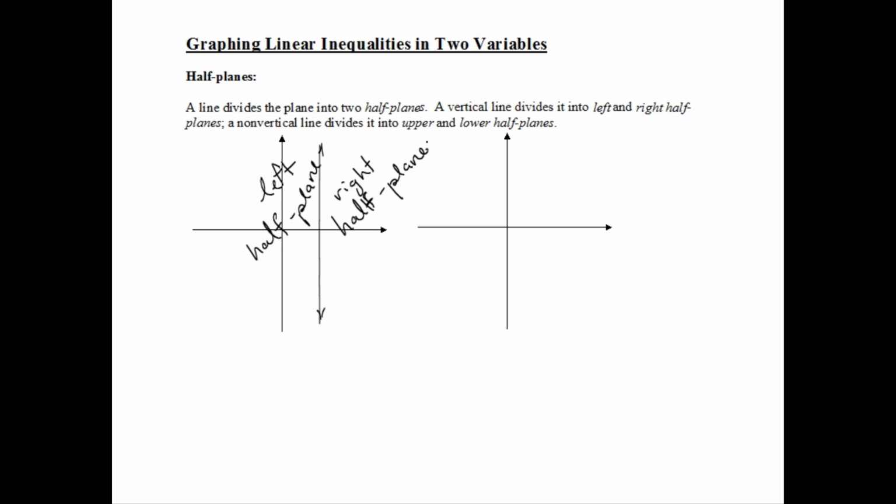If we draw a non-vertical line, here's a non-vertical line. We think of it as dividing the plane into upper and lower half planes. So here is our upper half plane. And here is our lower half plane.